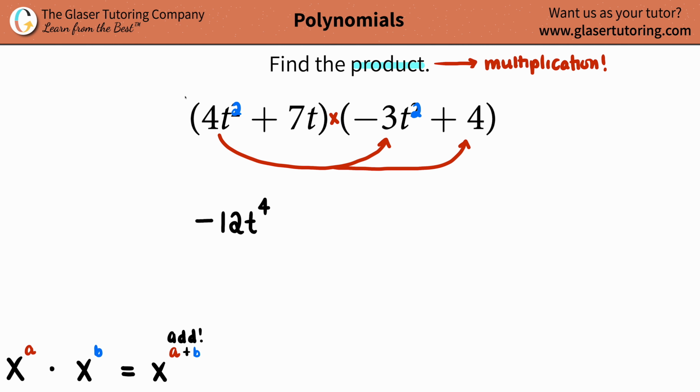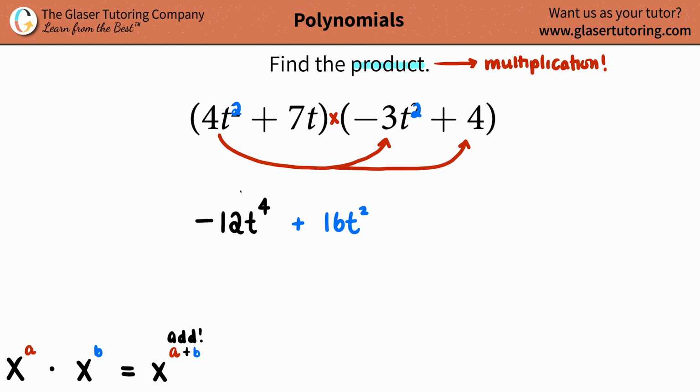Now, you've got to be fair. 4t squared times 4. Numbers first. 4 times 4 is 16. So this would be a plus 16. And now worry about your variables. This one had a t squared. This one has nothing. So I'm just going to put it as a t squared.